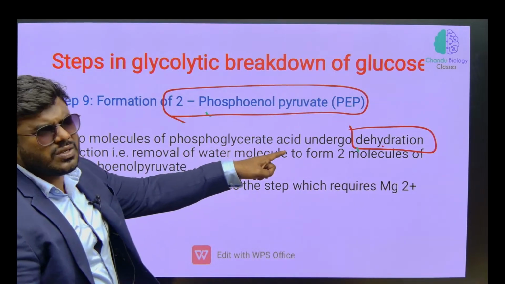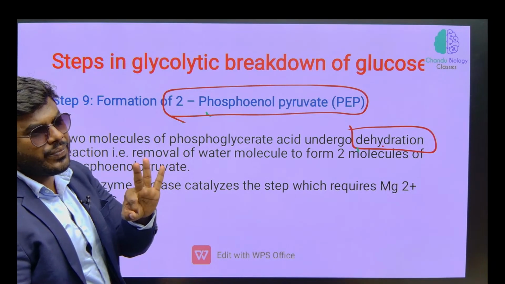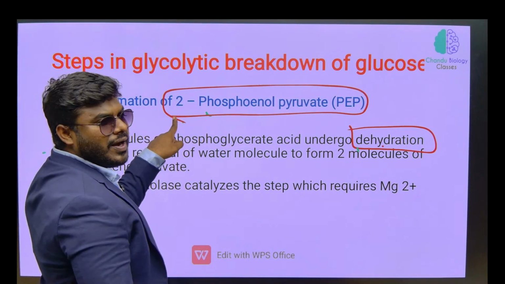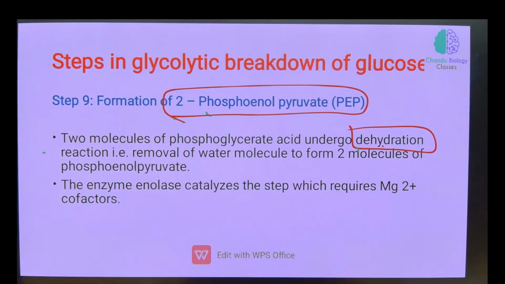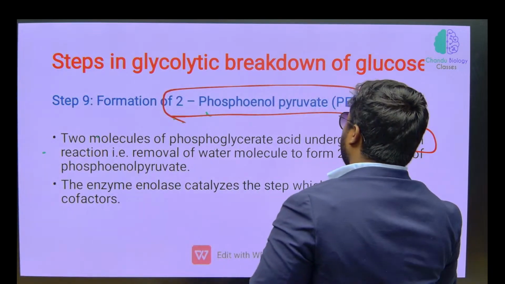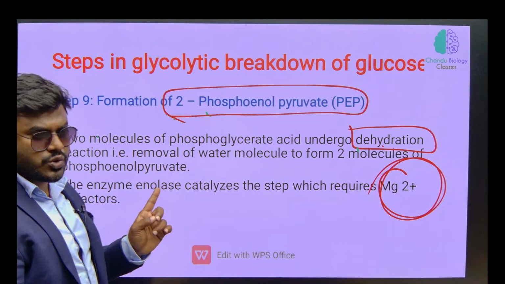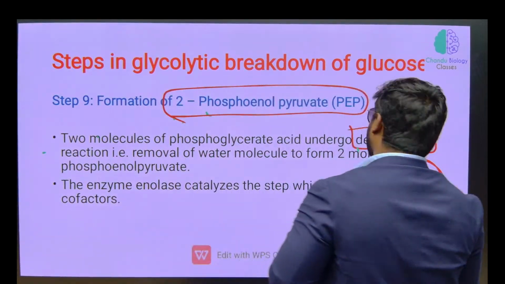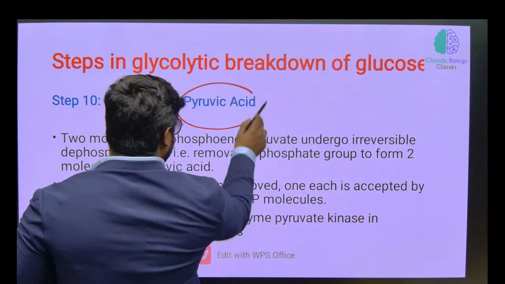The reaction is just dehydration. 2-phosphoglycerate has how many carbons? 3 carbons. 2-phosphoenol pyruvate? 3 carbons. There is no change in the carbon number. Now the most important thing here, again, the enzyme uses what? Magnesium. See how many times we use magnesium.